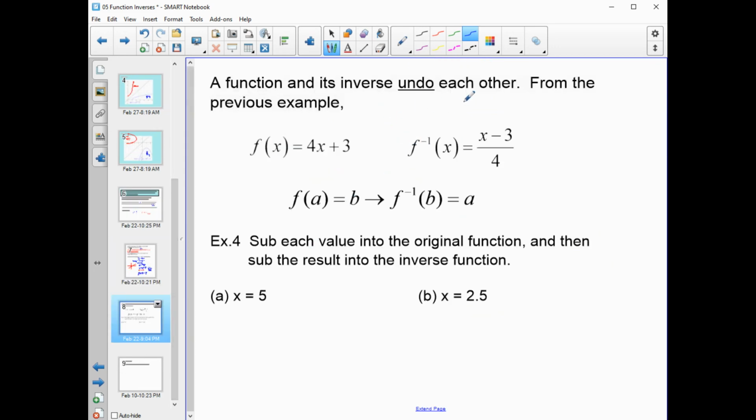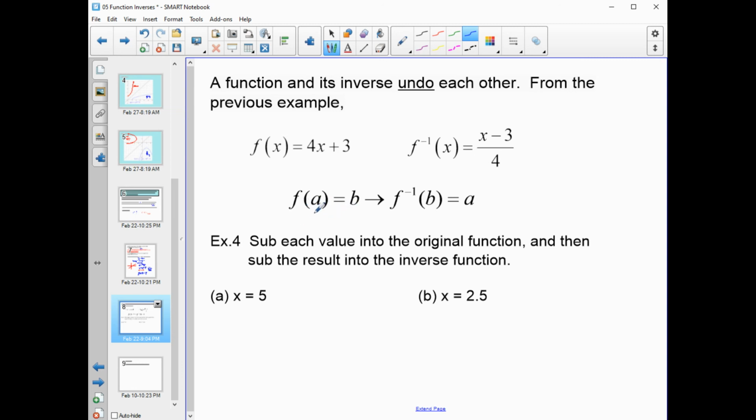Now, here's an interesting property. This whole swapping back and forth of the x and y coordinates, or of the independent and dependent variable, it turns out that a function and its inverse perform this very special operation, which is they undo each other. So what that's saying is if you put a value into the original function and get an answer, and then you take that answer and you plug it into the inverse function, it's going to bring you right back to where you started. So that's an interesting property, and I've illustrated that in the most general way here.